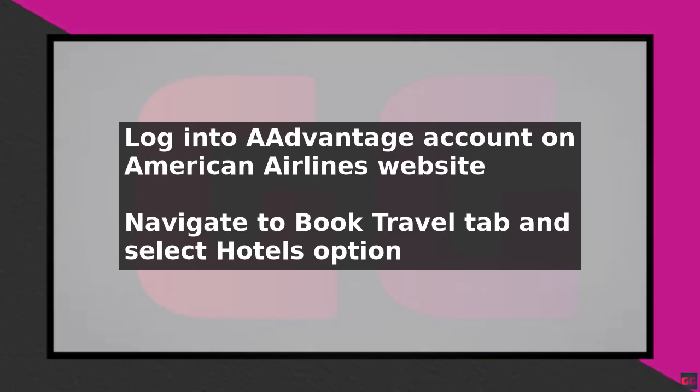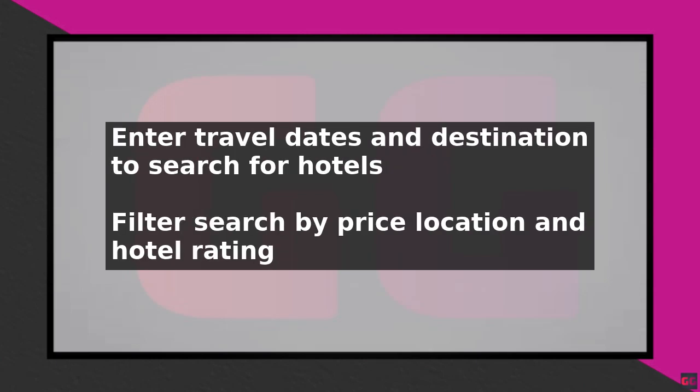Next, enter your travel dates and destination to search for available hotels. You can filter your search by price, location, and hotel rating to find the best option for your needs. Keep in mind that the number of miles required for a hotel booking will vary depending on the hotel and dates of your stay. When you find a hotel you like, click on it to view the details and pricing. The price will be displayed in both dollars and miles.